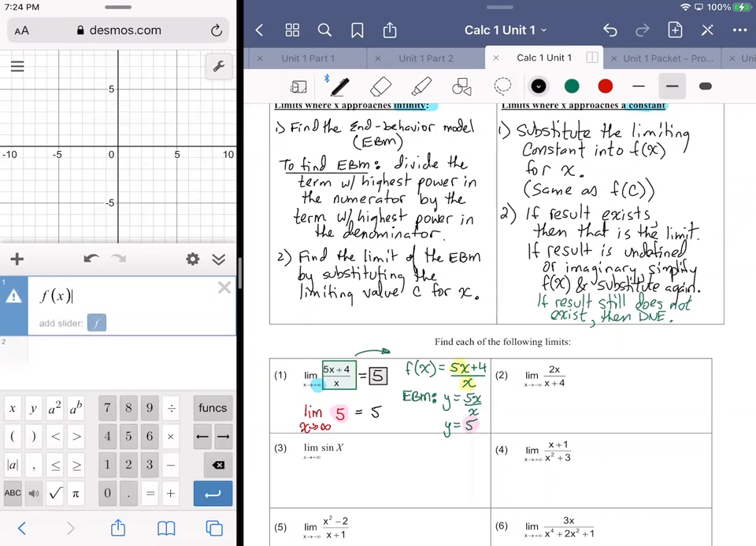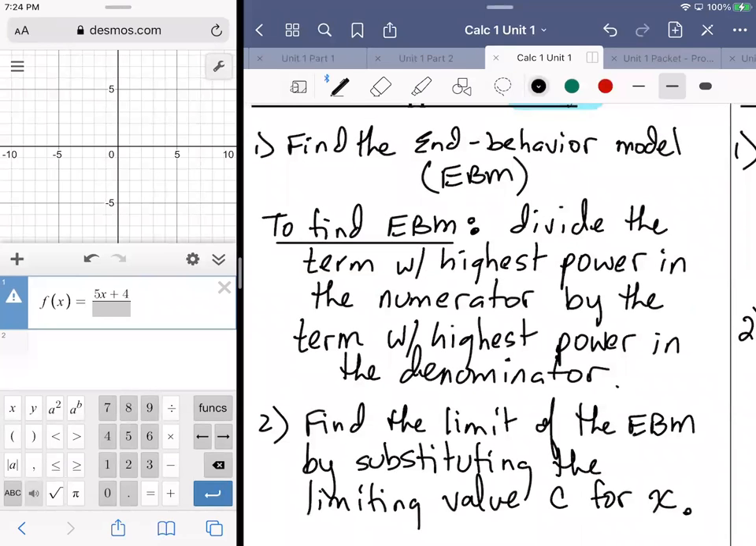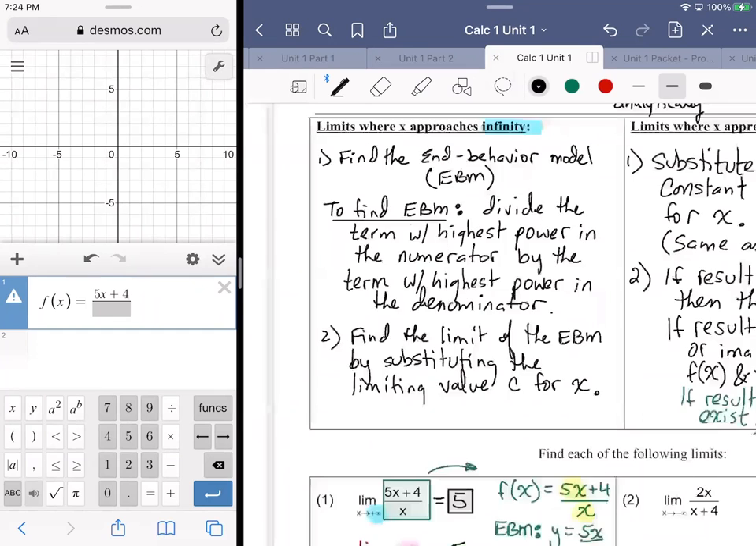Professor, quick question. Yeah. Where does the +4 go? Why is that ignored? Based on the process here, we're dividing the term with the highest power on the top by the term with the highest power on the bottom. Okay. So we only care about those terms. That's it. Gotcha.